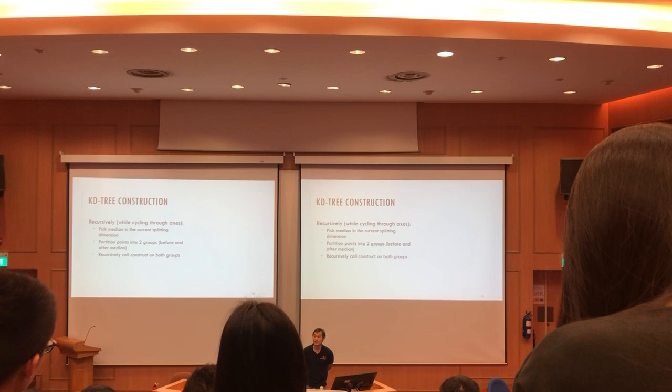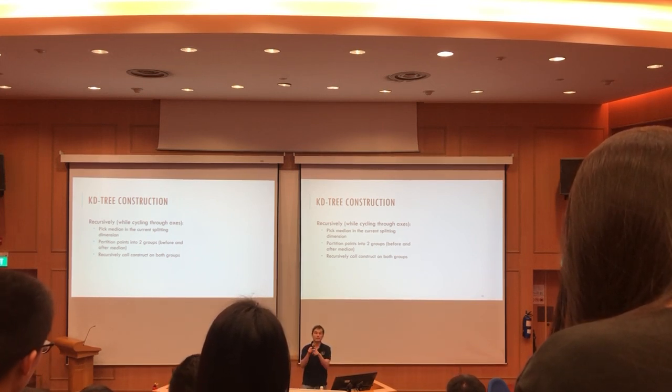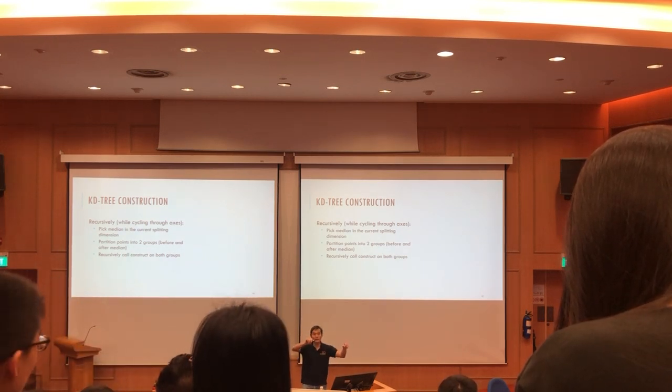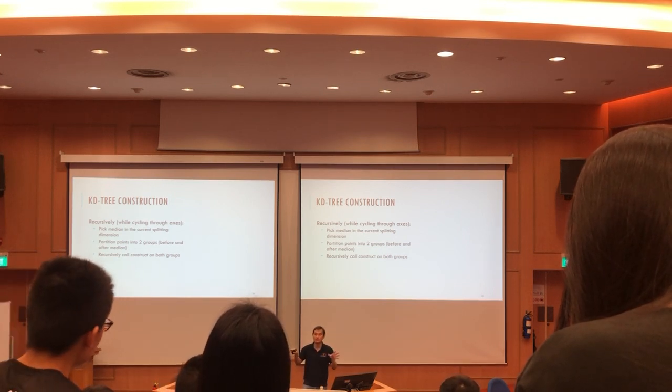I'm just going to gloss over the details, okay? And just give you the high level idea. You can construct the KD tree recursively. You cycle through the axis, but what you want to do to ensure balance is to pick the median at each splitting point. So if you have your set of points, you pick the median point, and then you recursively call construct for the left subtree and the right subtree.